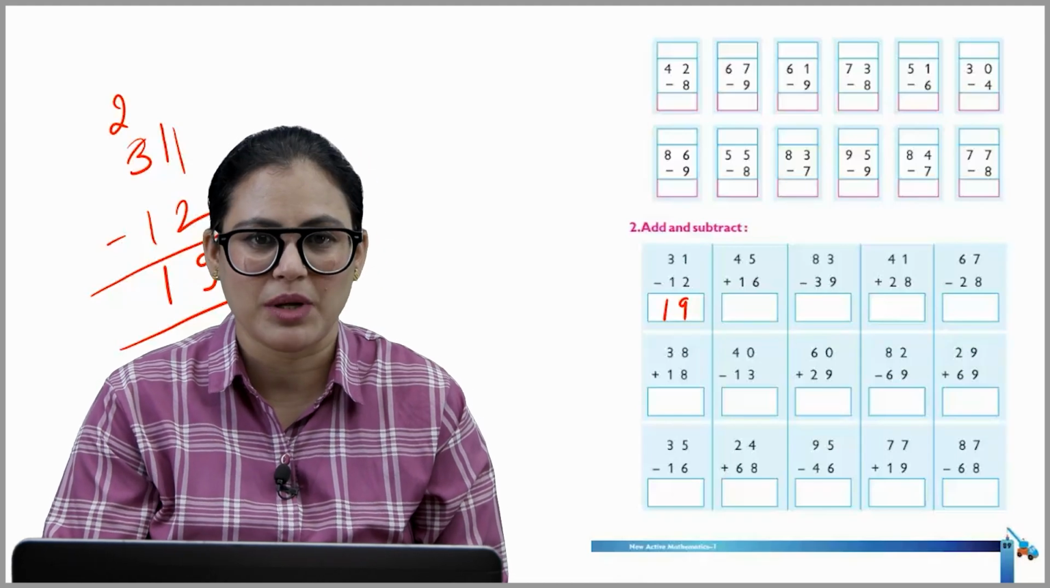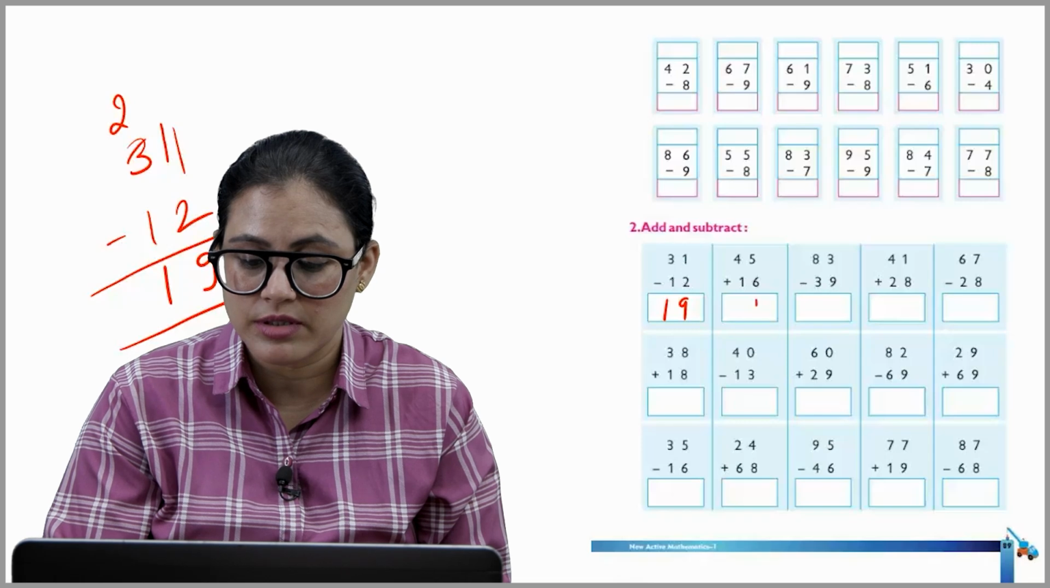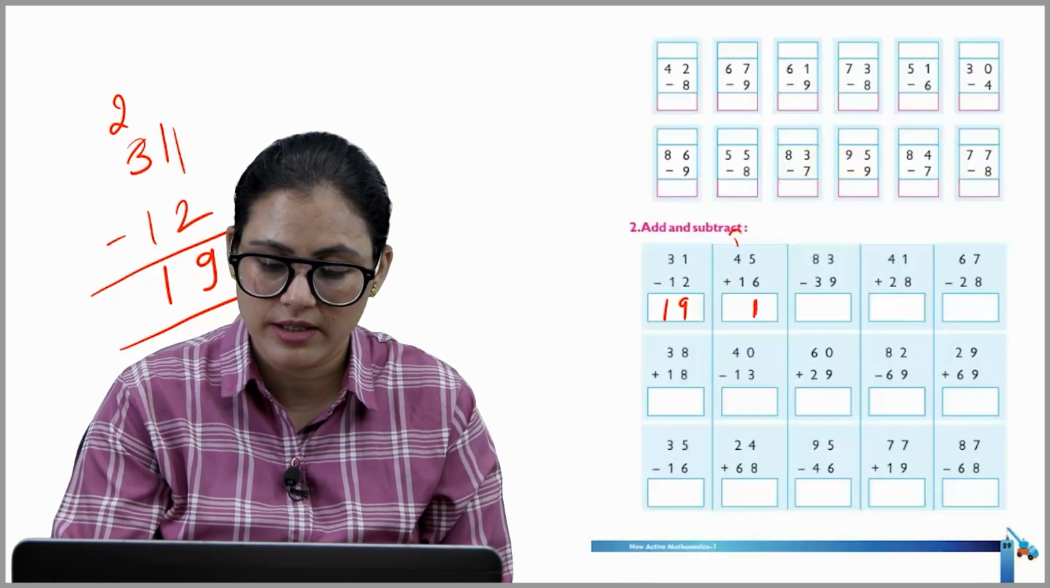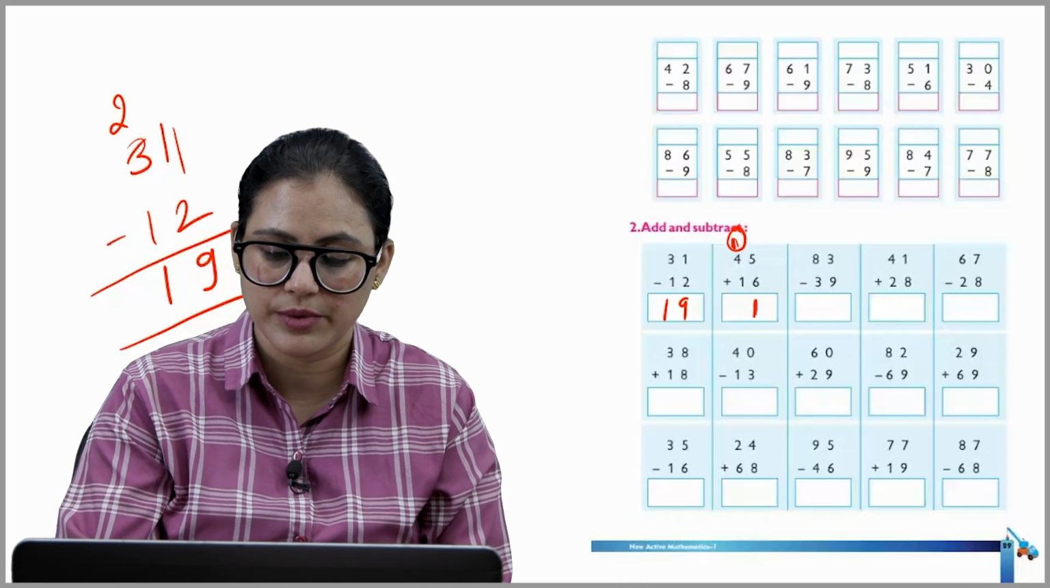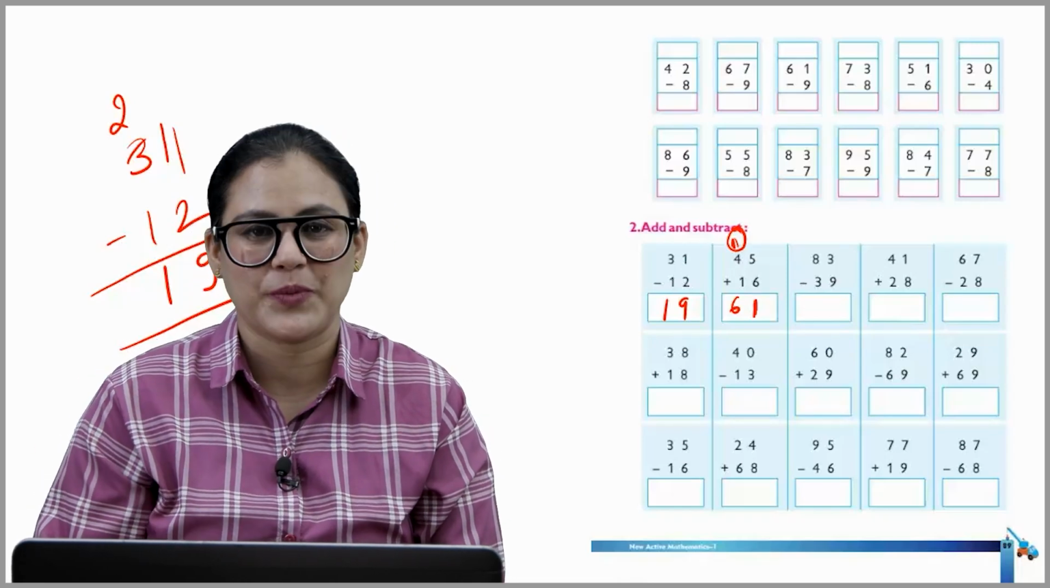Now we will add these two numbers. 5 plus 6 is 11, but remember we will write only 1. There will be 1 carry. We will write here, okay. 4 plus 1 is 5, plus 1 carry is 6. Okay.